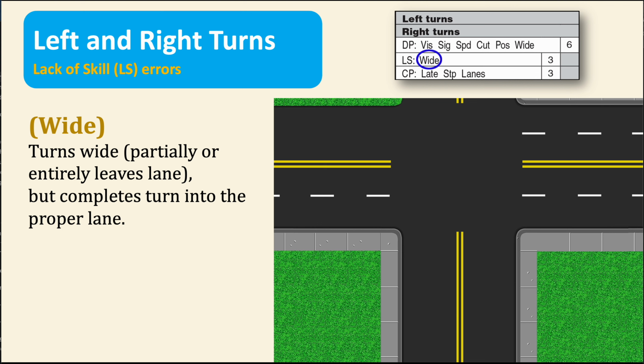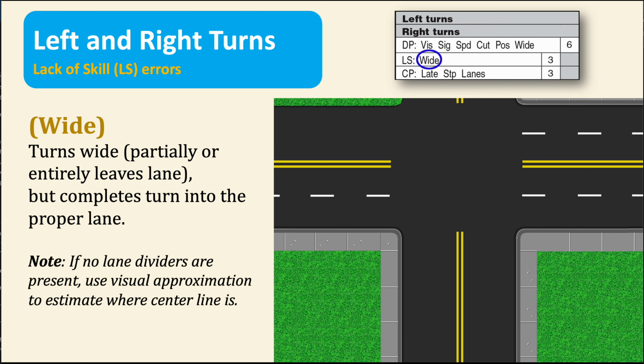Now the 3-point wide variety is when the applicant turns wide, either partially or entirely leaves the lane, but does complete the turn back into the proper lane. Again, if there's no lane dividers, you're just going to have to use your visual approximation to estimate where the center line is. On a left turn, they kind of dipped over to the far side and then got back closer to the yellow line. You're going to score the wide 3-point.